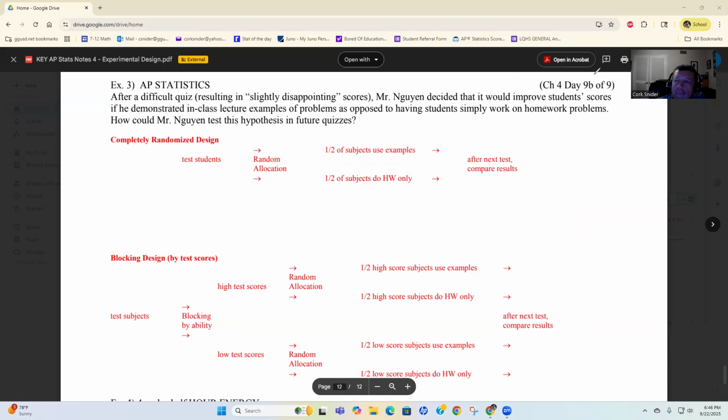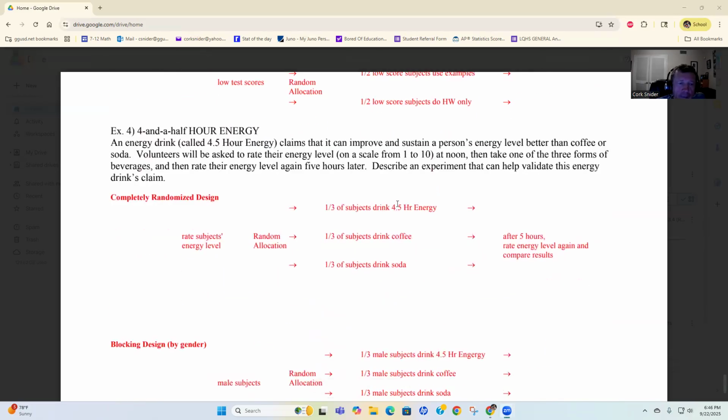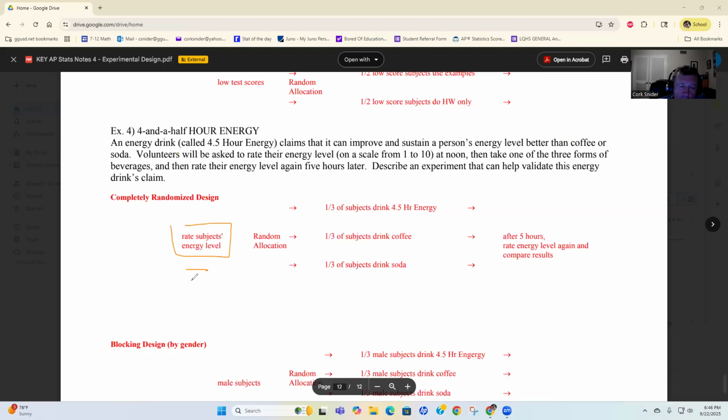Now, the last one we got here is this, 5 hour energy drink. Okay. On a scale of 1 to 10. And if you rate their energy levels, again, make sure their energy levels are equal. So if you have a bunch of kids that rate a 5, take those kids. Don't worry about the kids that are really low or really high. Take the ones in the middle, for example. Now, I put a third group in here. A third get half an hour energy, a third get coffee, and a third get soda. You can have three groups, no problem.